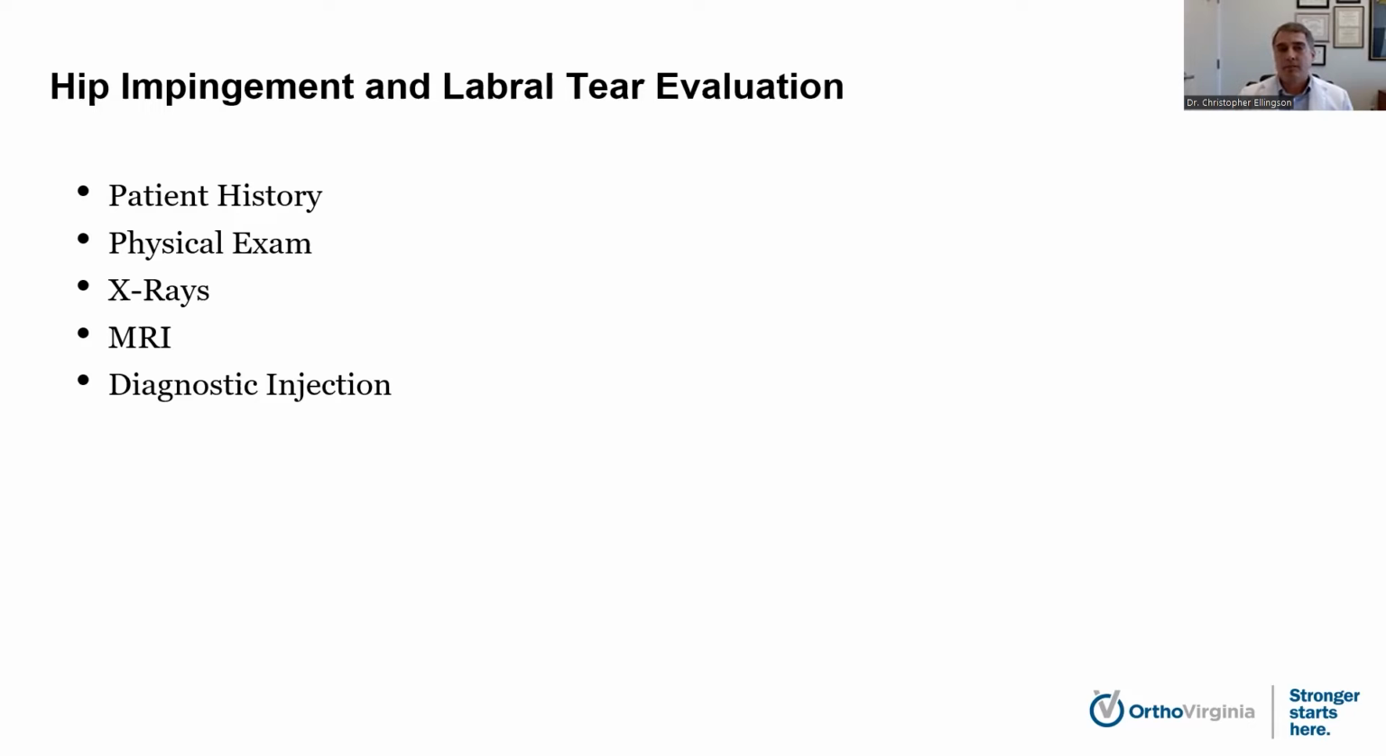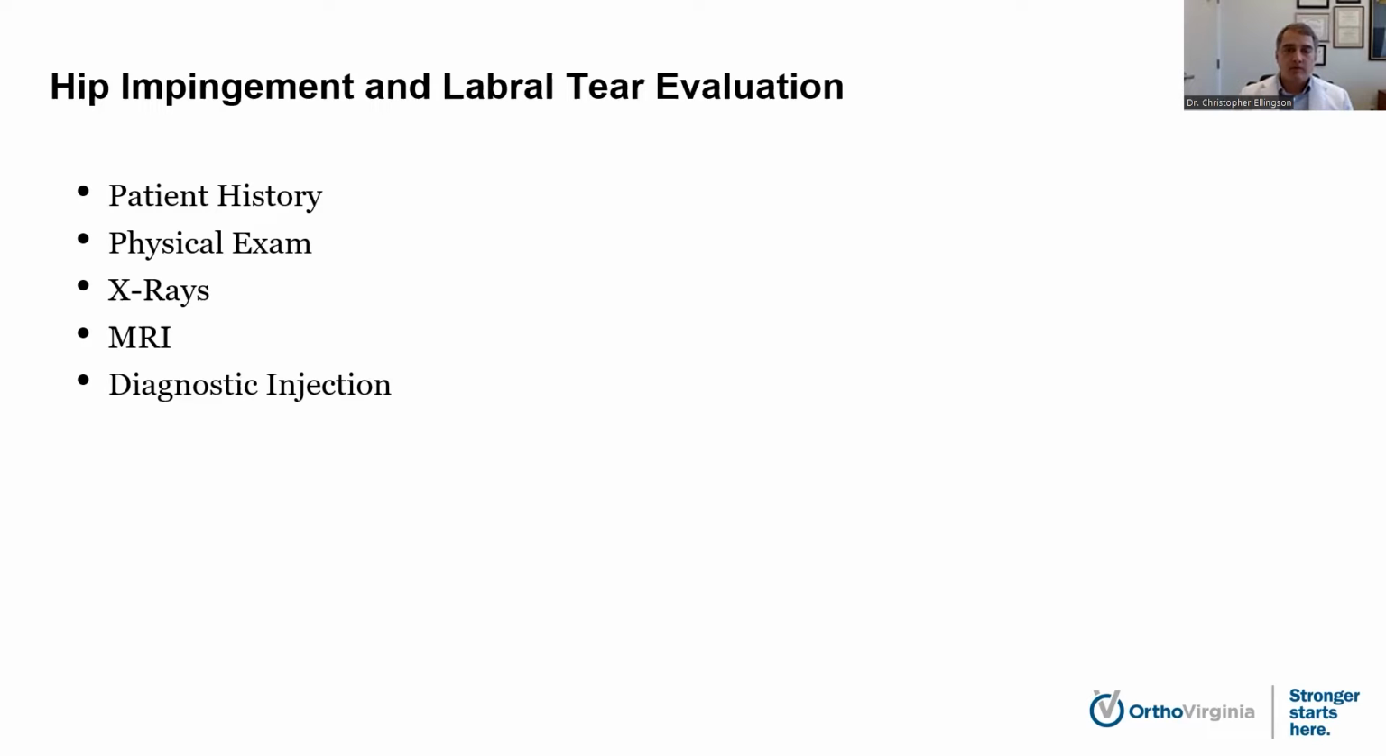So how do we evaluate somebody with hip impingement or a labral tear? Most of it actually comes down to the initial visit here in clinic. We can usually get a very good idea of what the pain generator may be or where the pain may be coming from based simply on the patient history in terms of when the pain began, what type of activities, movements, or positions may cause their pain, and what type of treatments they've undergone.